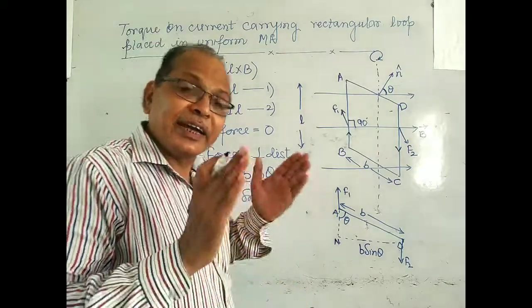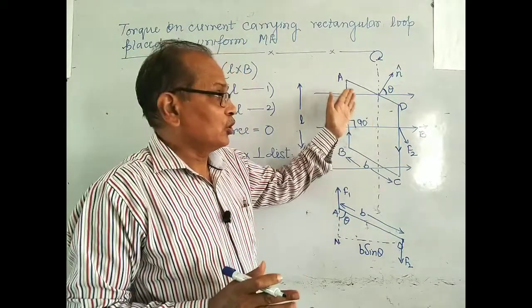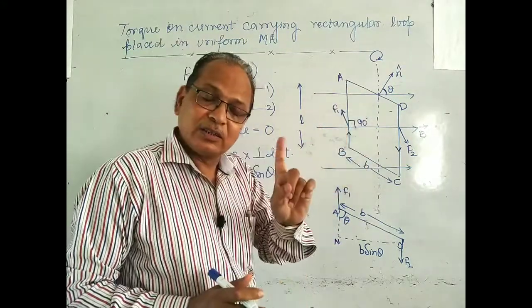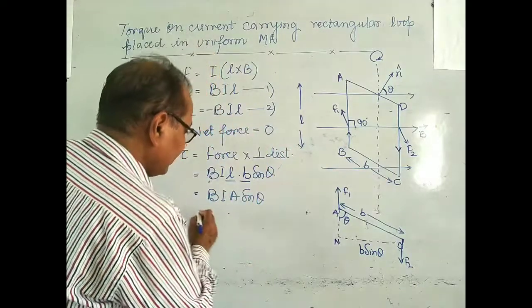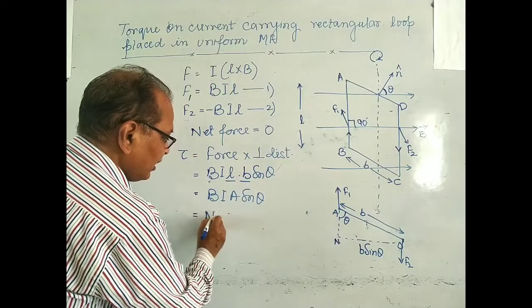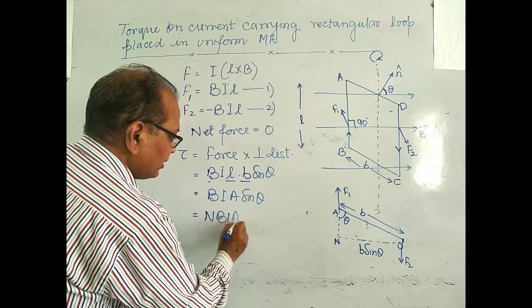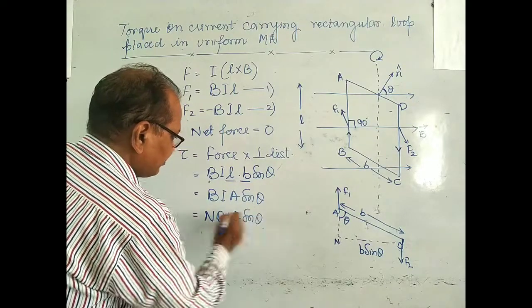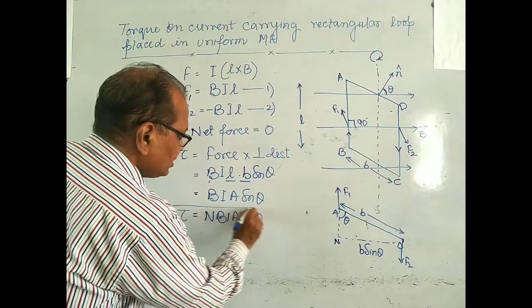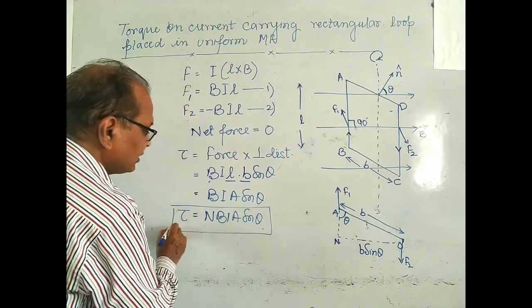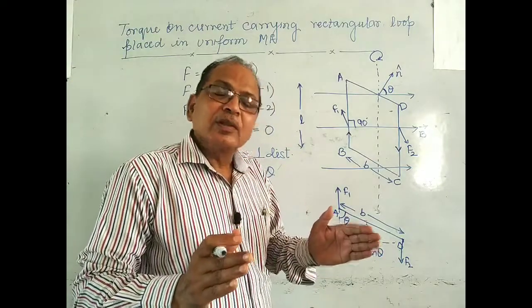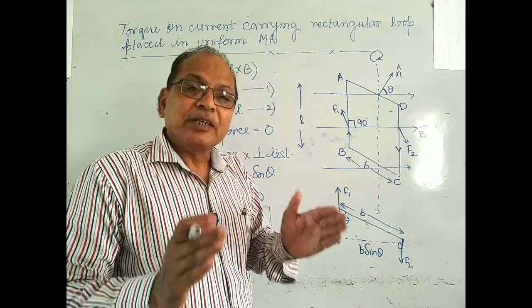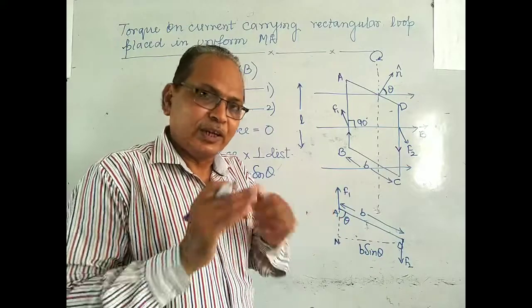If you have n number of turns, because at present it has only one turn, a single turn, if there are n number of turns, then it can be written as NBIA sin theta. So this is the torque experienced by the current carrying coil placed in the uniform magnetic field.